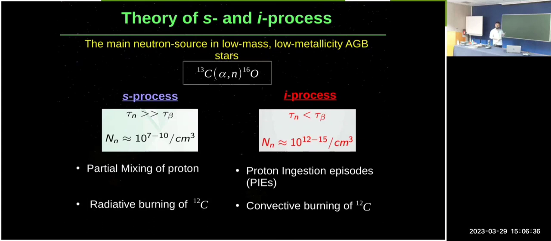So what the modelers do is that they introduce hydrogen artificially into the intershell region. If it is injected during the interpulse period, which is radiative, then s-process neutron densities can be produced. If it is injected during the thermal pulse period, which is convective, then it is called proton ingestion episodes, and i-process neutron densities can be achieved.